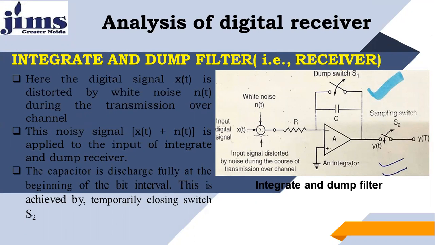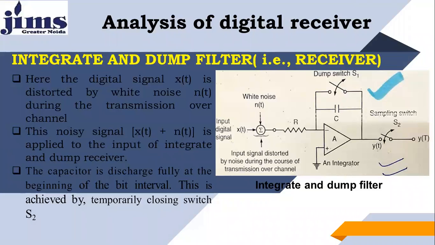As far as the analysis of digital receiver is concerned, we always start with the basic receiver, right? The receiver is sometimes called a filter, because what is the function of the receiver? The function of the receiver is to give the output, and the output always comes when you remove the noise content, and for that purpose you need a filter. So the receiver is sometimes called a filter also, right?